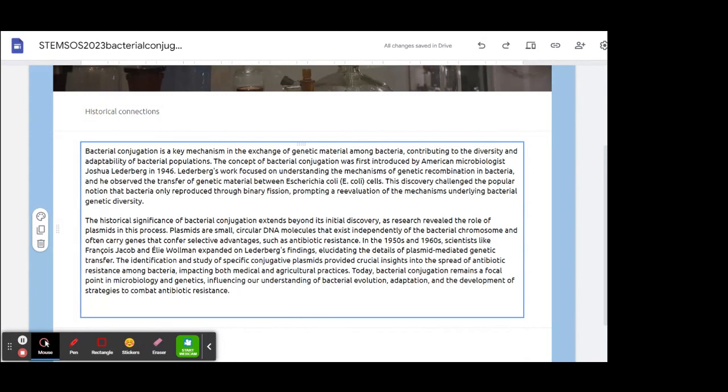Scientists like Francois Jacob and Elie Wohlman expanded on Lederberg's findings of plasmid genetic transfer. The identification and study of specific conjugative plasmids provided crucial insights into the spread of antibiotic resistance among bacteria, impacting both medical and agricultural practices.